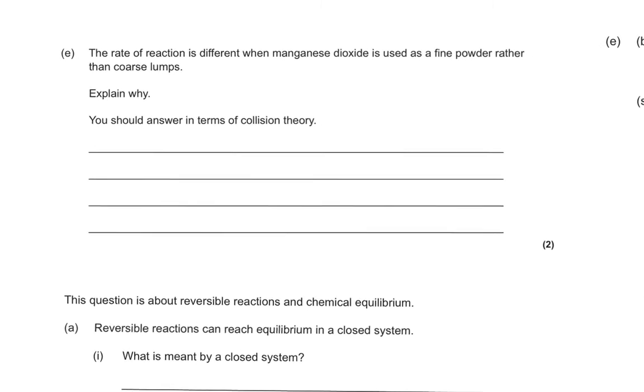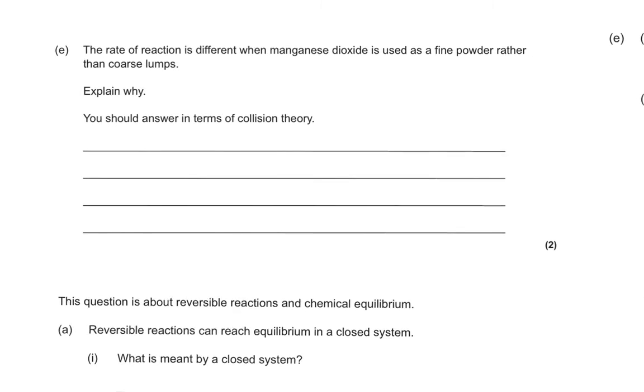So this first question: the rate of reaction when manganese dioxide is different when used as a fine powder rather than coarse lumps. Explain why. You should answer in terms of collision theory. Now, the first thing you need to do is look at fine powder and coarse lumps. Which of those different factors are we talking about when we refer to these things? It's only worth 2 marks, so be sure to explain how the reaction is different and explain why. Pause the video now and have a go at an answer.